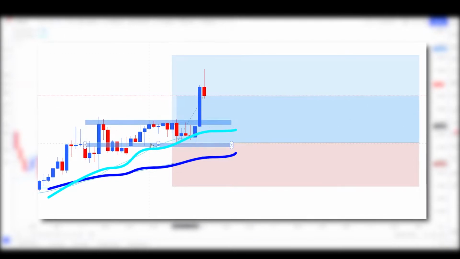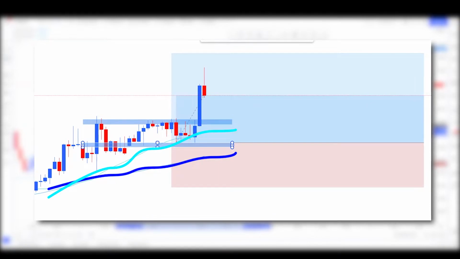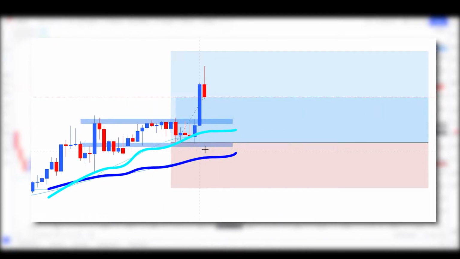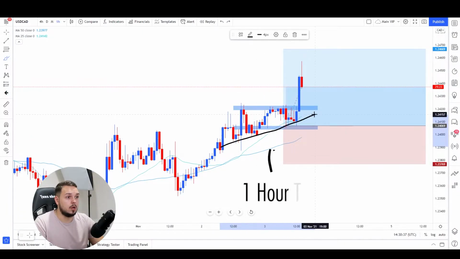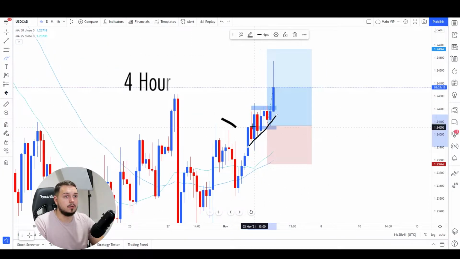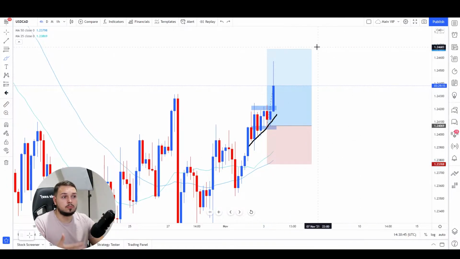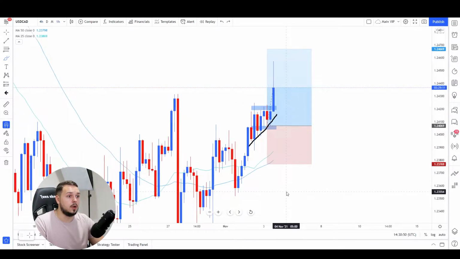We could have potentially done it like this, but I thought because it formed a new area of support over here, that could be a good trade to enter, and I did. And since it's trending towards the upside, as you can see on the 1 hourly time frame and the 4 hourly time frame as well, look at where the moving averages are at, I knew it probably would be a good trade to long this position, and it worked out nicely.